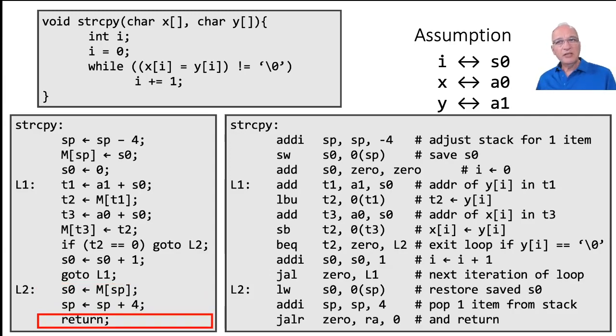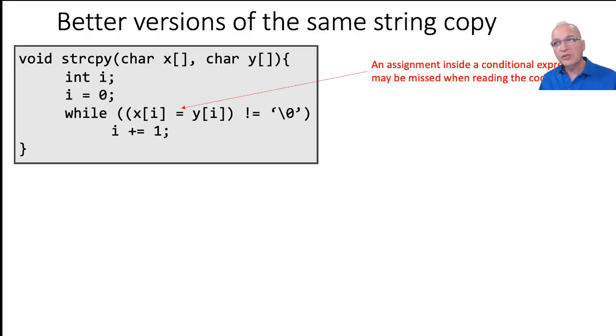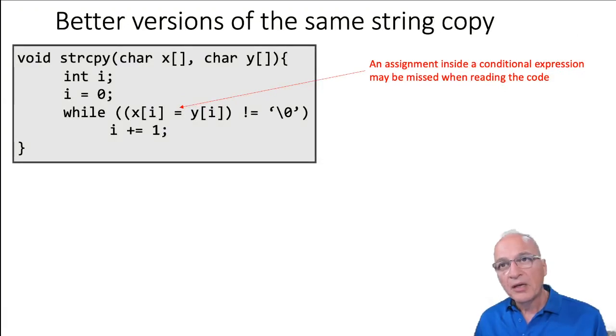So this is the assembly code for that string copy function that I have at the top. And we have illustrated how we use load byte unsigned and store byte in this example. However, this version of string copy is not a version that I recommend that you write into C code. The issue with this version of string copy is that there is an assignment that appears inside the conditional. And the problem is that someone that's reviewing this code may miss that there is an assignment there.